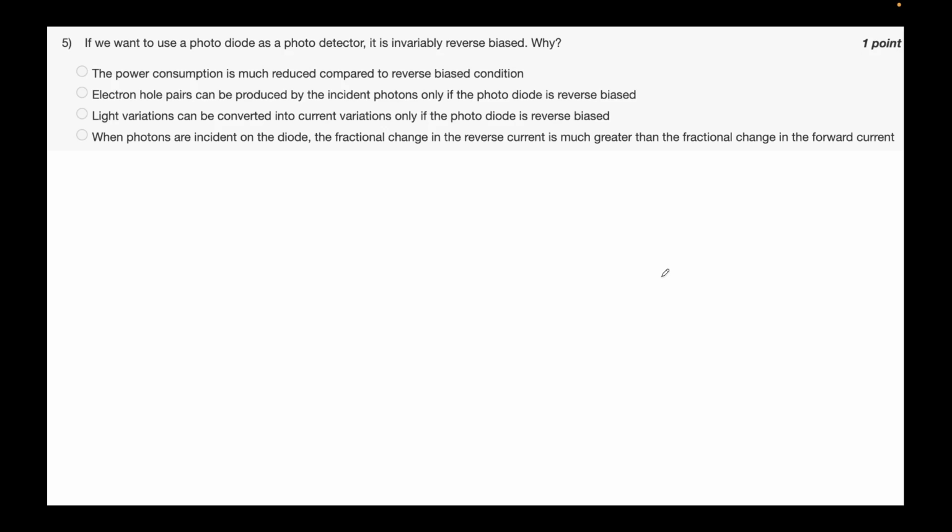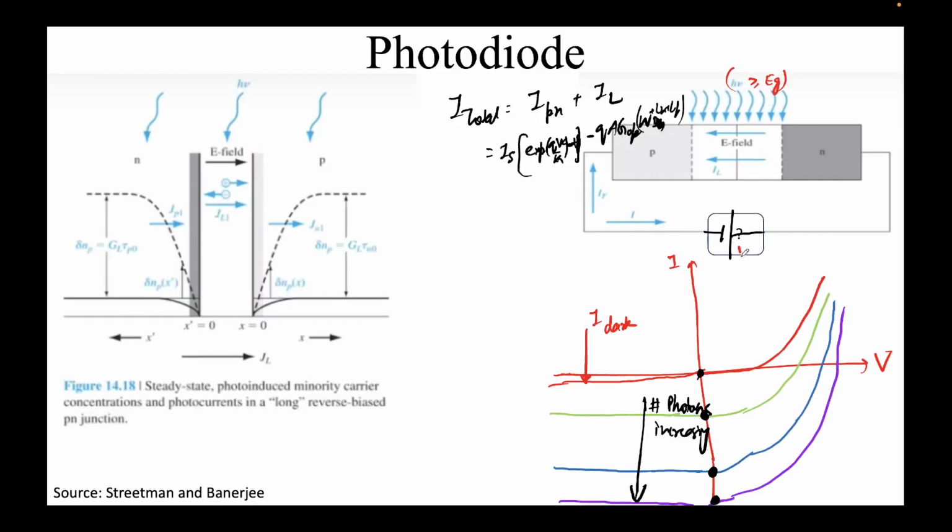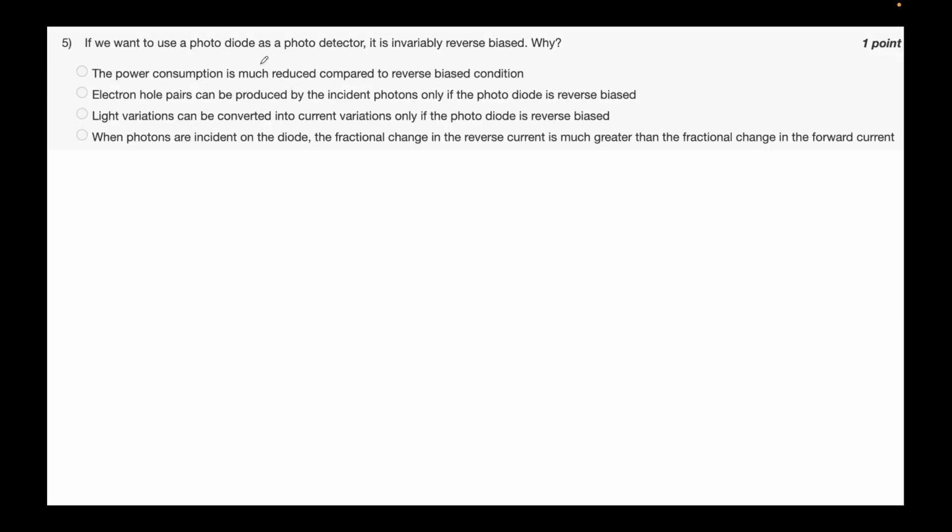It is invariably reverse biased. Why? The first option says the power consumption must reduce compared to the forward bias condition. Here we have not yet talked about the power consumption. There will be some power because you will be supplying this much V reverse and the current flowing. So this part is not necessarily true, because the current that we are getting here is a few milliamps, comparable to the forward bias. So the power and the voltage that we apply are also comparable. It is not much reduced; it will be more or less similar.